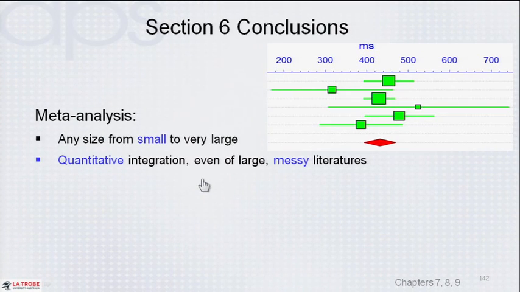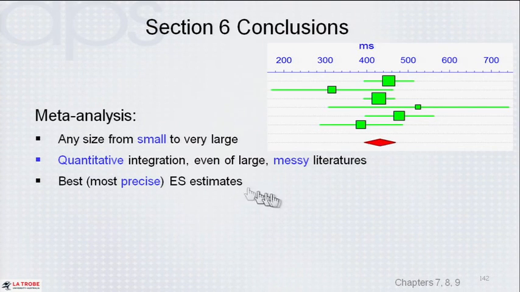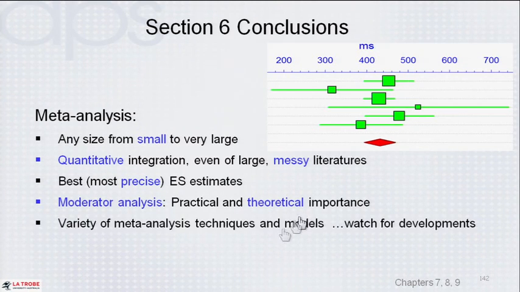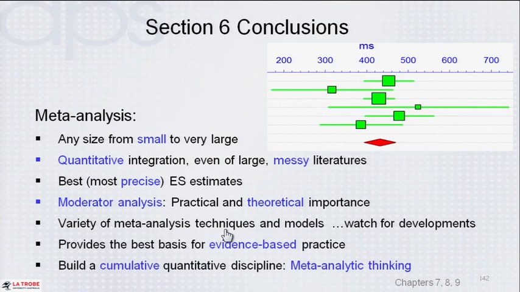So my conclusions from this final wrapping up section, meta-analysis, the good news section: integration and high precision. Well, you can have small or large meta-analyses. We want quantitative integration, even of large and messy literatures. We can make theoretical contributions, as well as get the smallest jewels, the shortest, most precise estimate. Moderator analysis can lead to these theoretical advances. And meta-analytic techniques are being developed further as we speak. And this is terrific. We should be looking out for them. We need more and we need better.